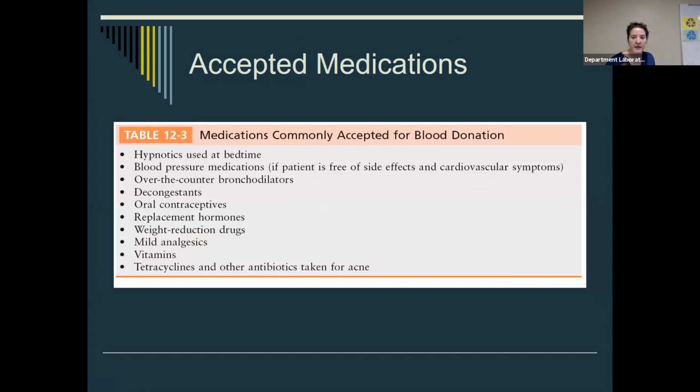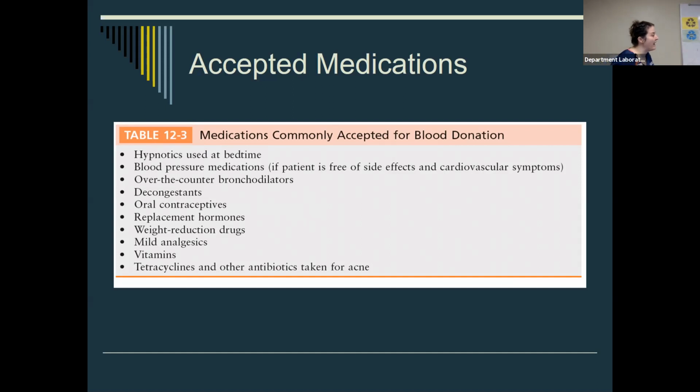Here are some accepted medications, blood pressure medications that I mentioned earlier. If your patient's on blood pressure medications, that's acceptable. Oral contraceptives, of course, are acceptable. However, there are some oral contraceptives that can cause your plasma to be green. I've actually seen that. I've had a unit of plasma be bright green before, probably due to the medication they were on. Weight reduction drugs, vitamins, tetracyclines, and other antibiotics taken for acne.